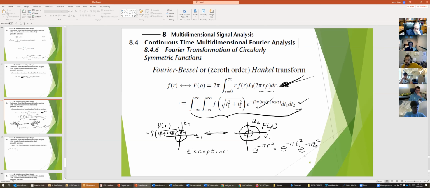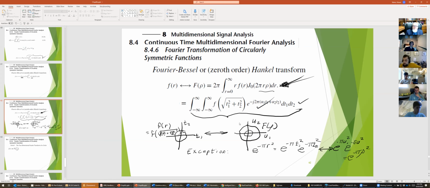The exception is the Gaussian, because for the Gaussian, we can write it as a separable function, right? And we know that this Fourier transforms to, and I'm going to skip a step. Well, no, I won't. e to the minus pi u1 squared, e to the minus pi u2 squared, which is equal to e to the minus pi rho squared, right? So we evaluated this using the separability theorem, but this is the only place I know where you should use a regular two-dimensional transform instead of a Hankel transform.